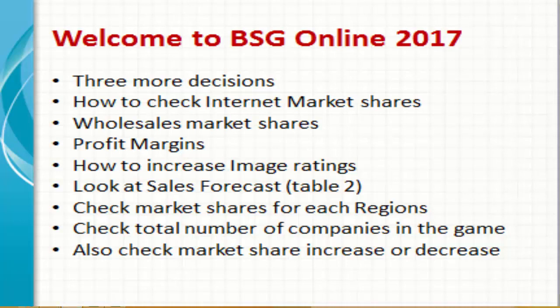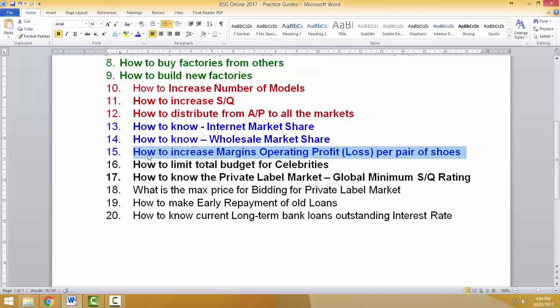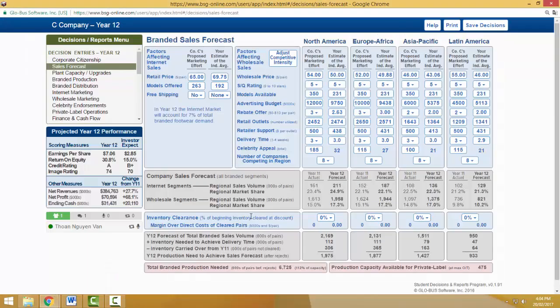The first thing is we want to increase the image of the company, so market share is the key factor to increase the image of the company. And also we want to increase the earnings per share, or EPS. The net profit is important. To find our market share in the game, we look at the sales focus every year.